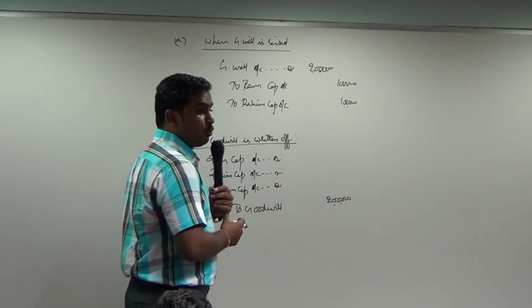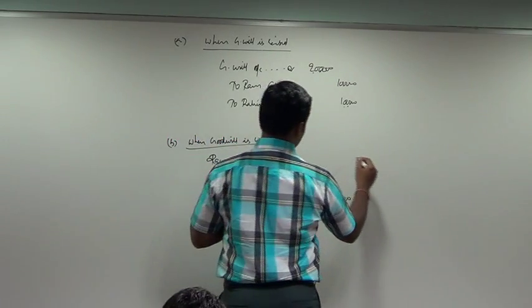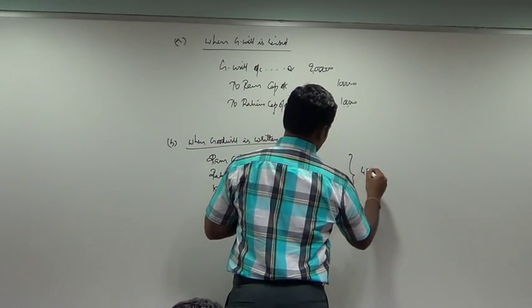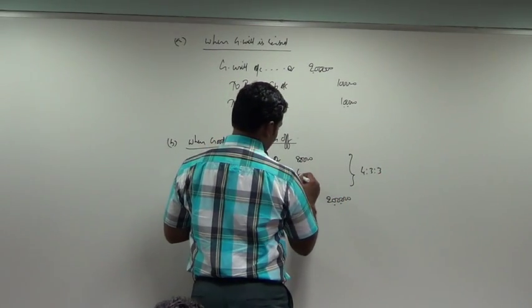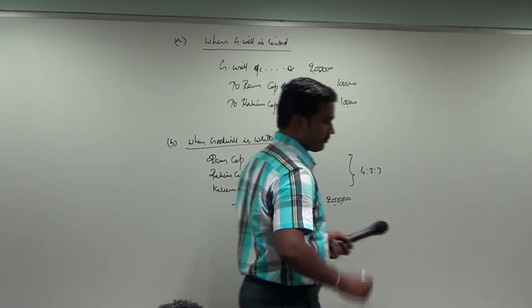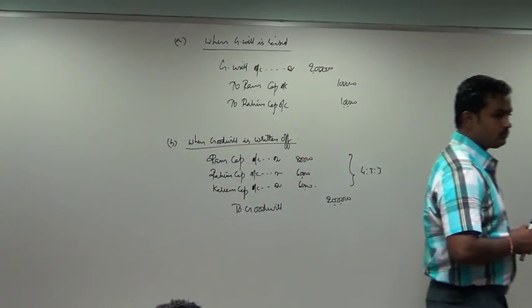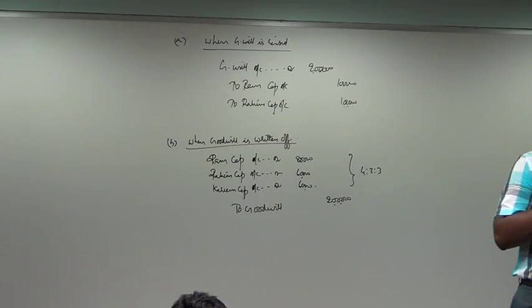In which ratio you have to write off? New profit sharing ratio, 4 is to 3 is to 3. In 4 is to 3 is to 3 ratio you have to write off: 80,000, 60,000, 60,000. We raise the goodwill in old profit sharing ratio and then we write off the goodwill in new profit sharing ratio. Is it clear?